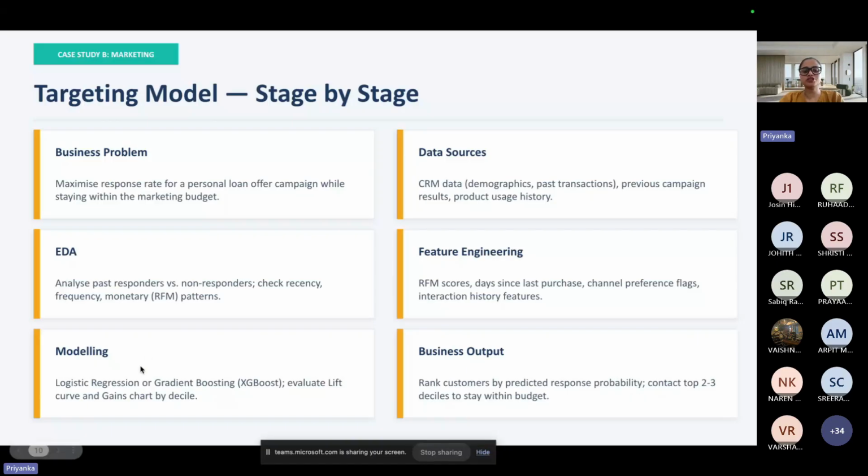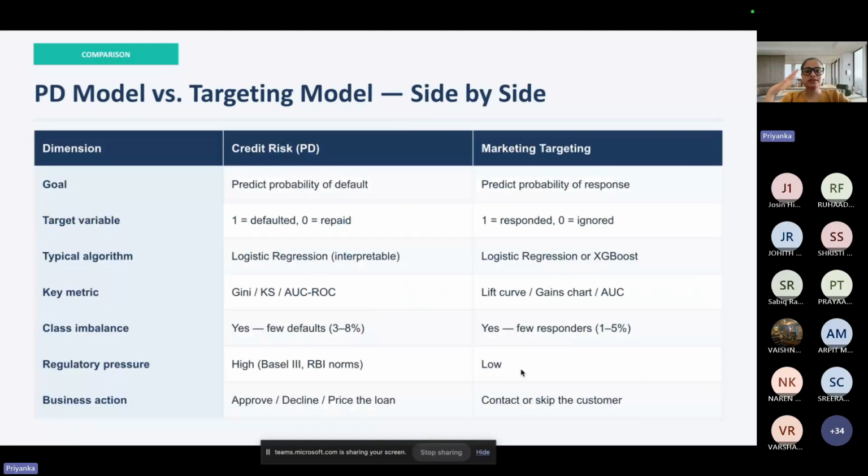Here we are giving more importance to the lift curve or gain chart. And previously, what we observed is that we were giving more importance to Gini, K statistic, and the AUC-ROC curve. So that's how we have understood how important these things are over here. And even the class imbalance that I had talked about before will get solved in a different way. And you see the regulatory pressure, which is the governance I had talked about, is very high when it comes to credit risk, but it is low in the marketing campaign kind of analysis that we are doing.